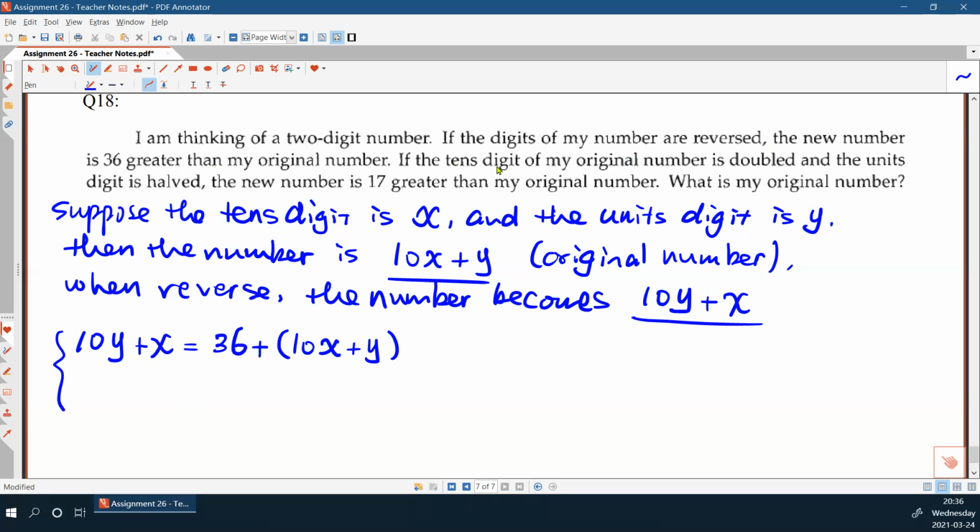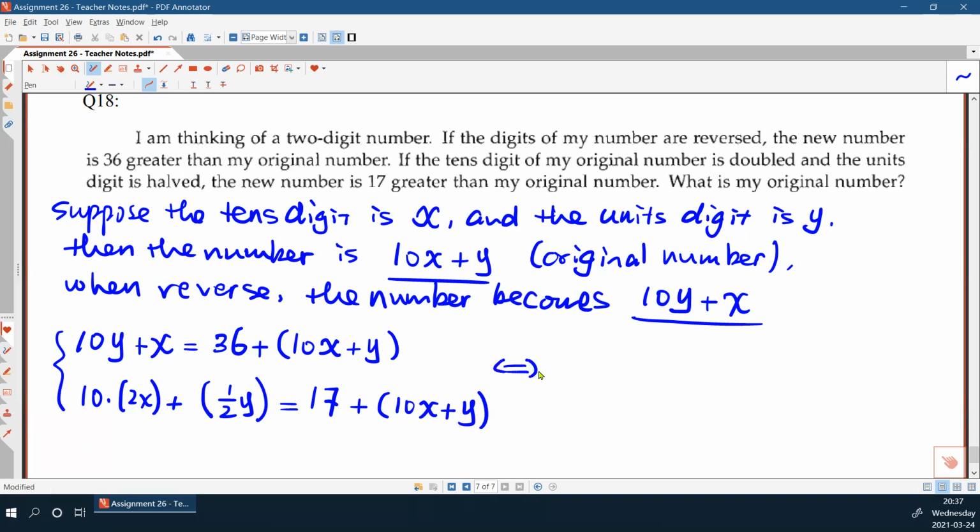This is the first piece of information. Next, if the tens digit of my original number is doubled, so that means the number now becomes 10 times 2x, right? Because your tens digit is doubled and the units digit is halved. So that means units digit becomes a half of y, right? This is our new number here. The new number is 17 greater than my original number. So that means it equals 17 plus the original number, right? So this is interpreted from the given information.